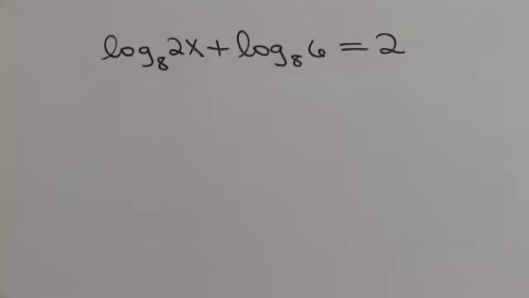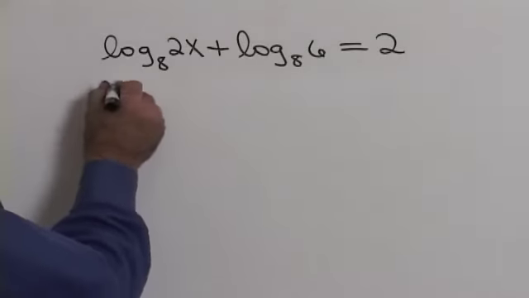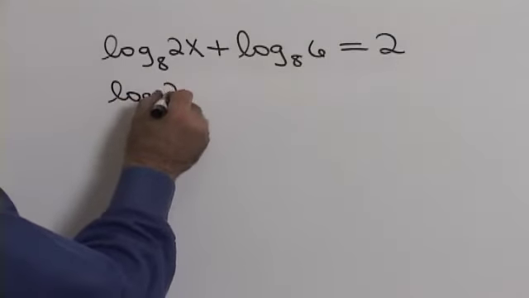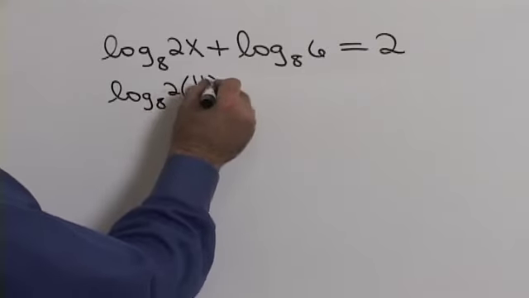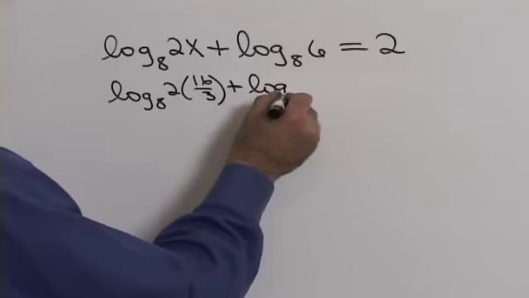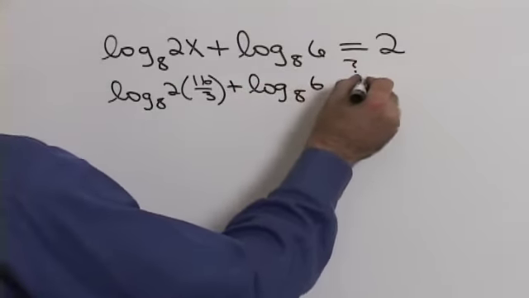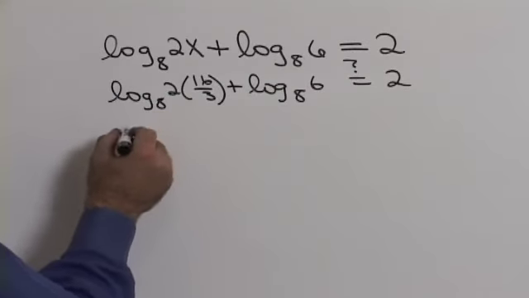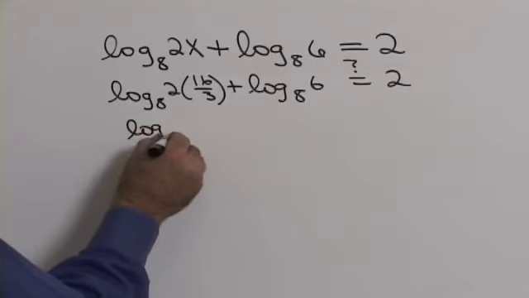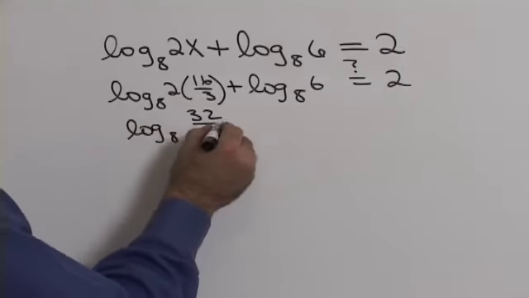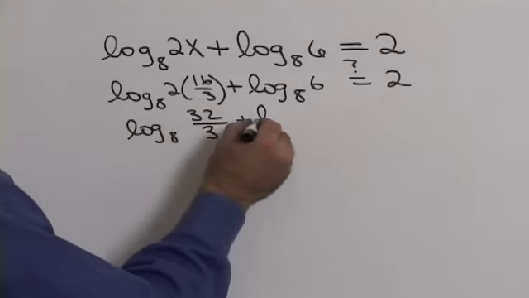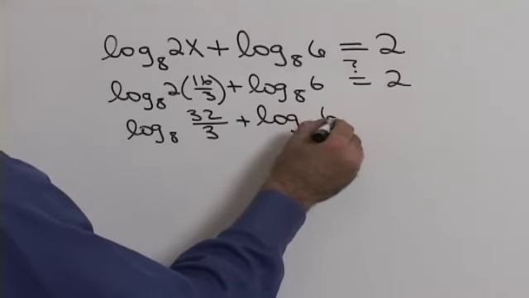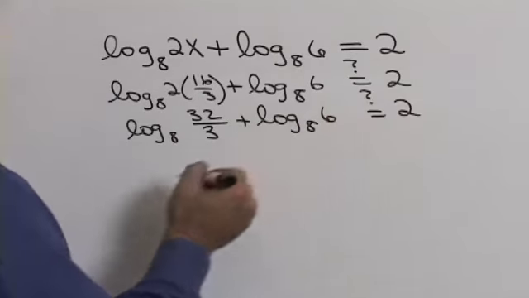So let's check x equal to 16 thirds as our answer. So we'll have the log base 8 of 2 times 16 thirds plus the log base 8 of 6. Is that equal to 2? Well, this is the log base 8 of 32 over 3 plus the log base 8 of 6. Is that equal to 2?